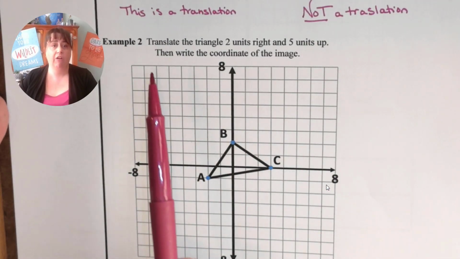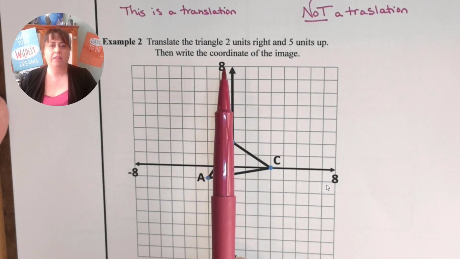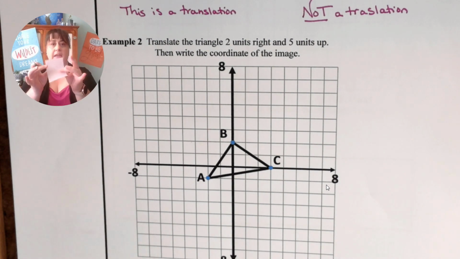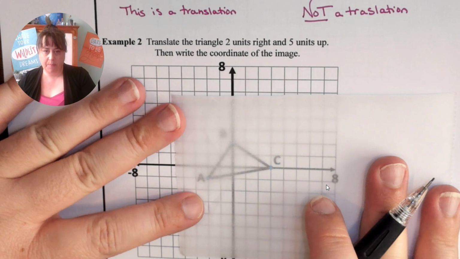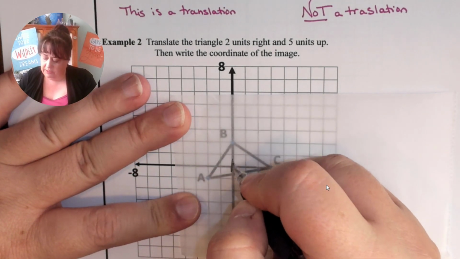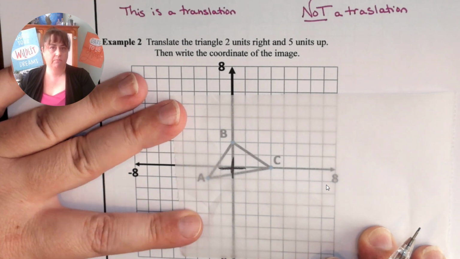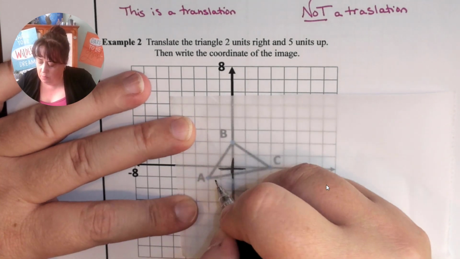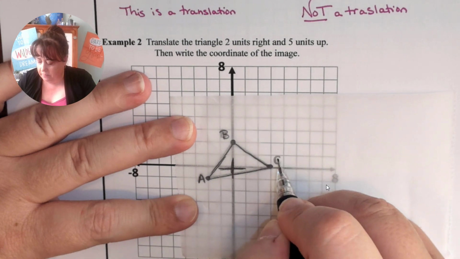So here we have our figure, and it says translate the triangle 2 units right and 5 units up. Then write the coordinate of the image. So this is why having a pencil is helpful today. So we're going to take our paper. We're not going to center it. We're going to just come off to the side. And the first thing you want to do is you want to put the center on it. It helps when we go to do the other one. So we're just going to get into that practice right now. And then you want to trace it and put nice big dots, A, B, and C.